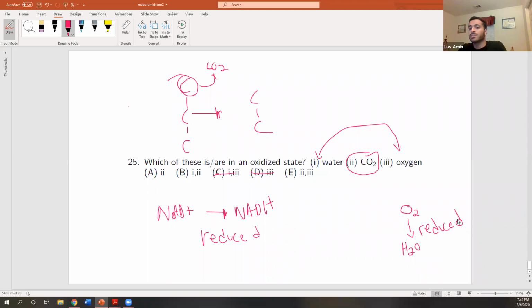The very last electron acceptor in the electron transport chain is oxygen, and it reduces into water, right? So if water is the reduced state, then what got oxidized? Well, before that, it was oxygen, right? So that would be our answer in this case. So 2 and 3. And that leaves us with answer choice E, right?